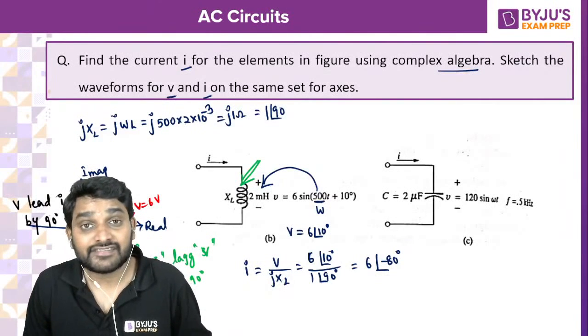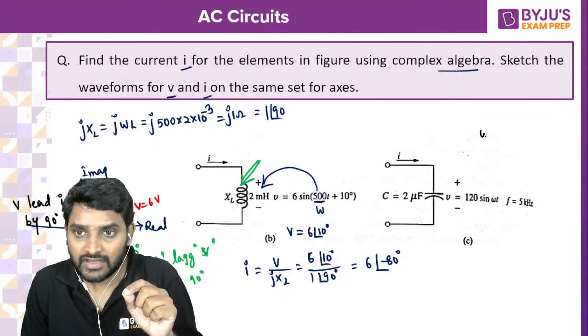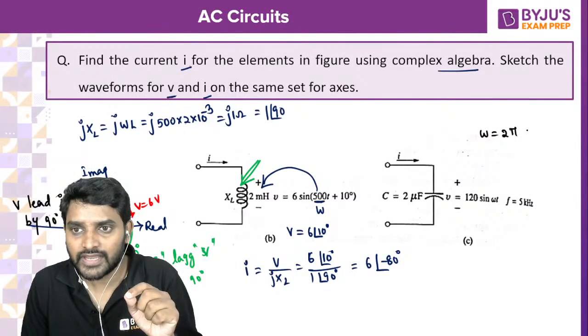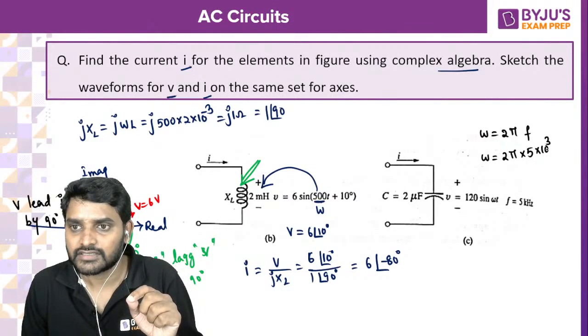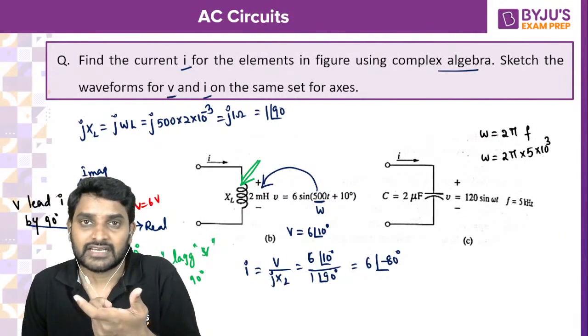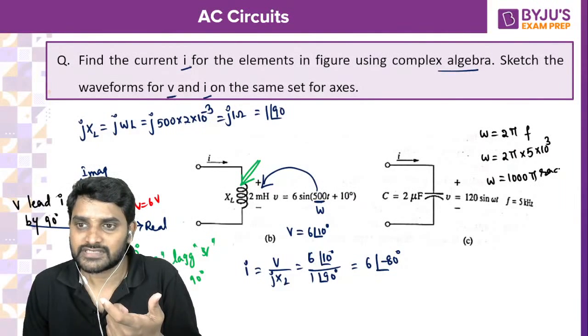Here he has given 5 kilohertz, 5000 hertz. He has not given omega. What is omega? Omega is equal to 2 pi f. So omega will be 2 into pi into 5000, so it will be 10,000 pi. Omega is 10,000 pi radians per second.